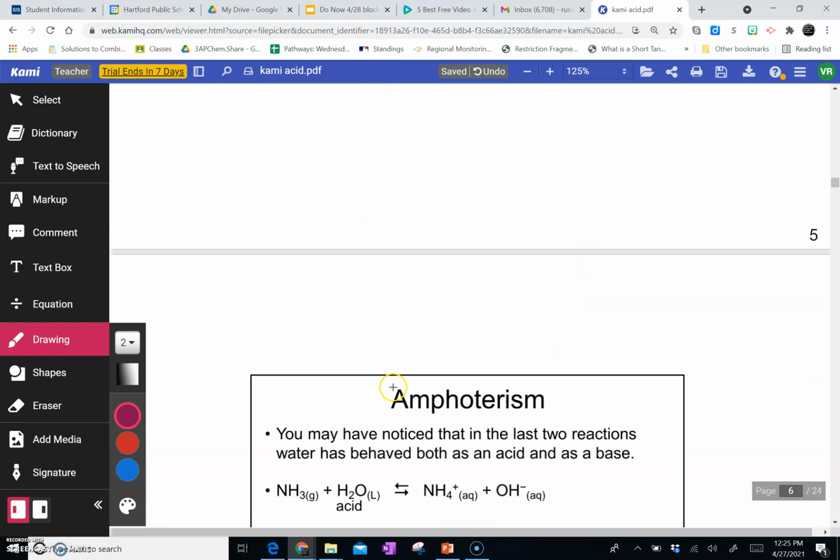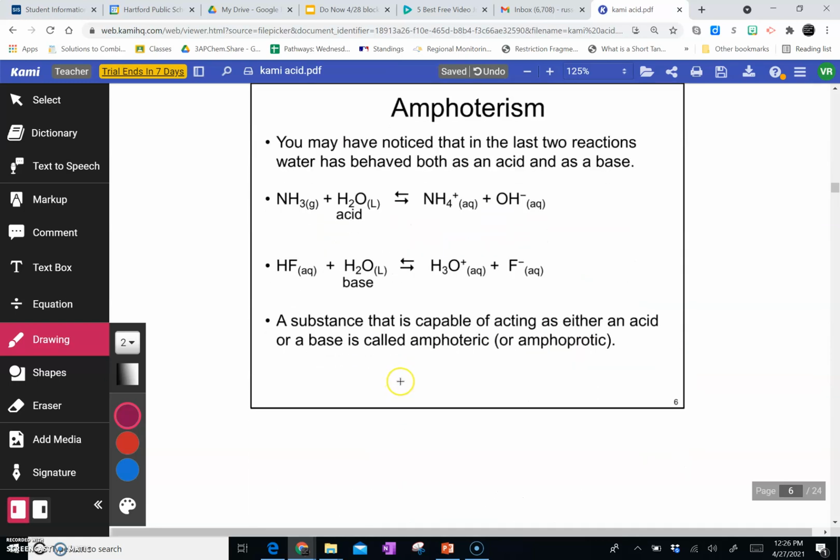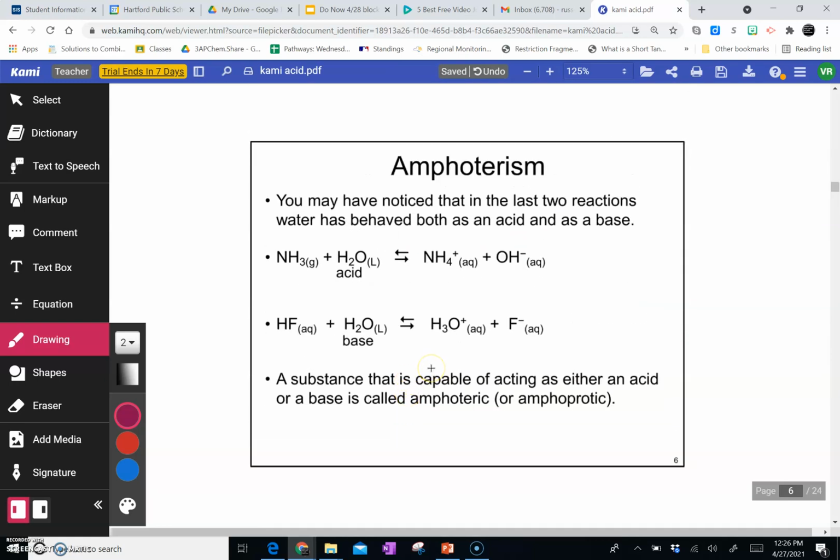Now, sometimes a substance can act as both an acid and a base depending upon what it's with. And this is called amphoterism. So you can see that water in this case is losing an H+, so it's acting like an acid. But in this reaction, it's acting as a base because it's gaining H+.